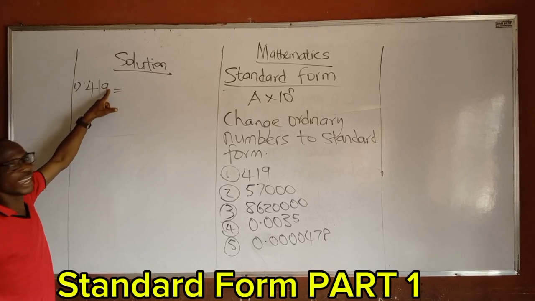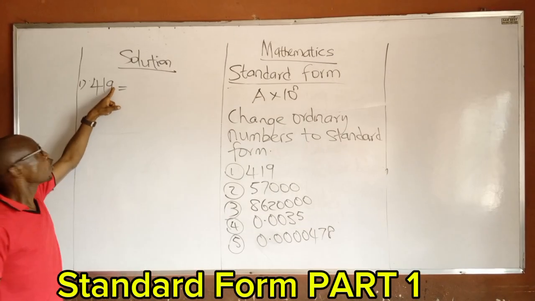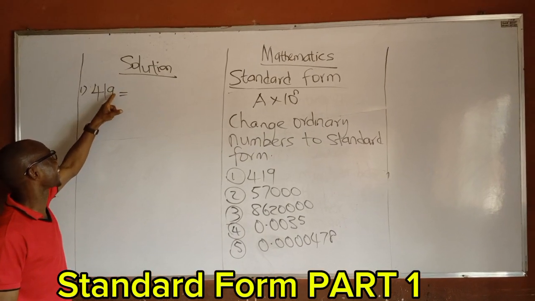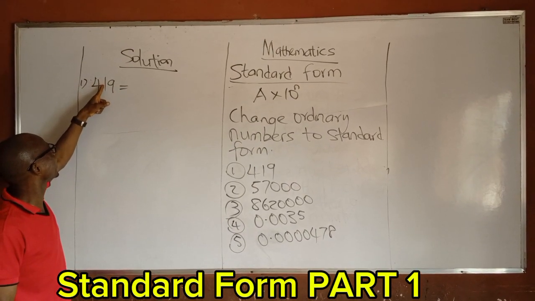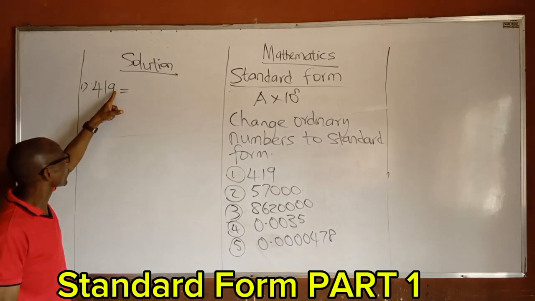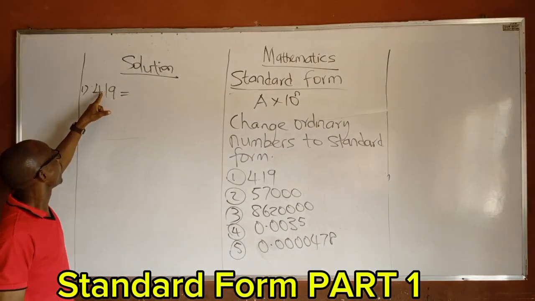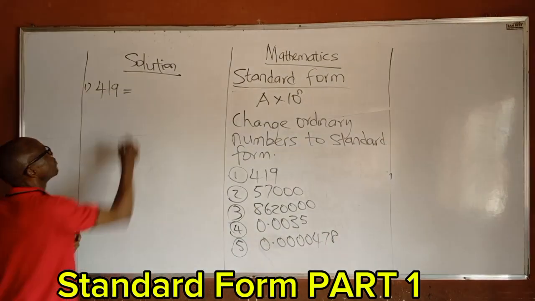419, there is a decimal at this point. So what are we doing? We are going to move the decimal that is at the end here to a position between 4 and 1. We move our decimal from the end to between the first and the second value. So what do we have?